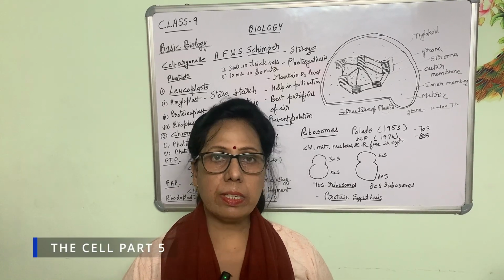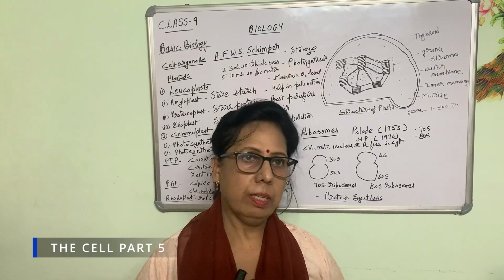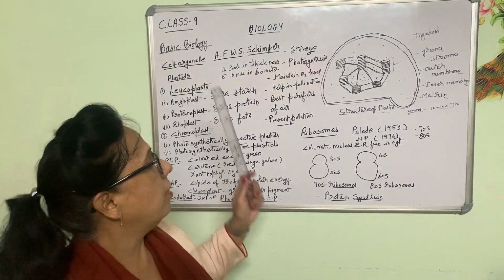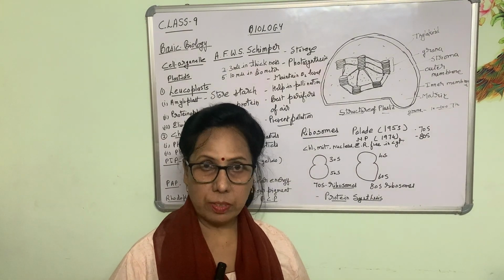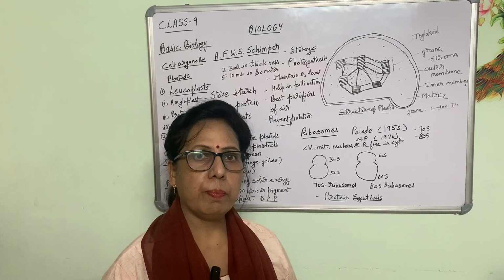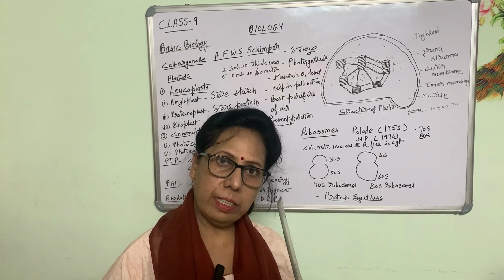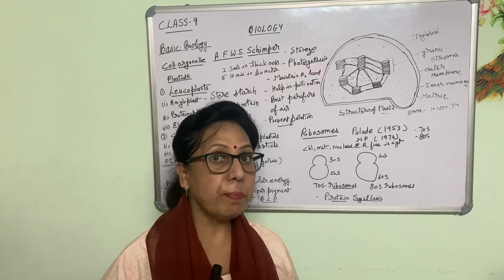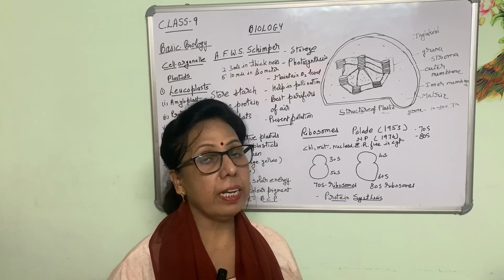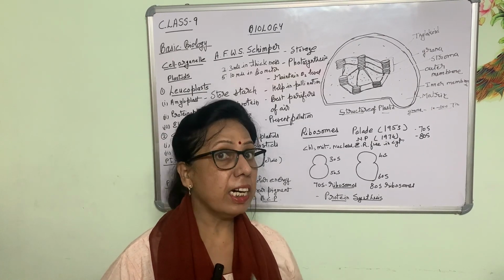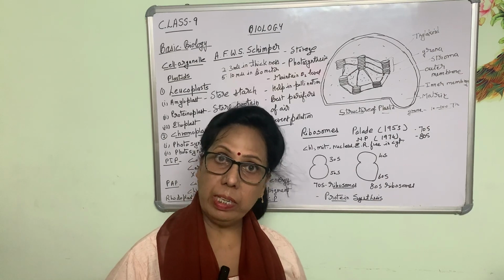Today we will study plastids and the ribosome. As you know already, plastids are present in the plant cell and absent in the animal cell. They are also absent in algae. In algae, chlorophyll pigments are present, chlorophyll A and chlorophyll B only. Besides, they are also present in euglena.